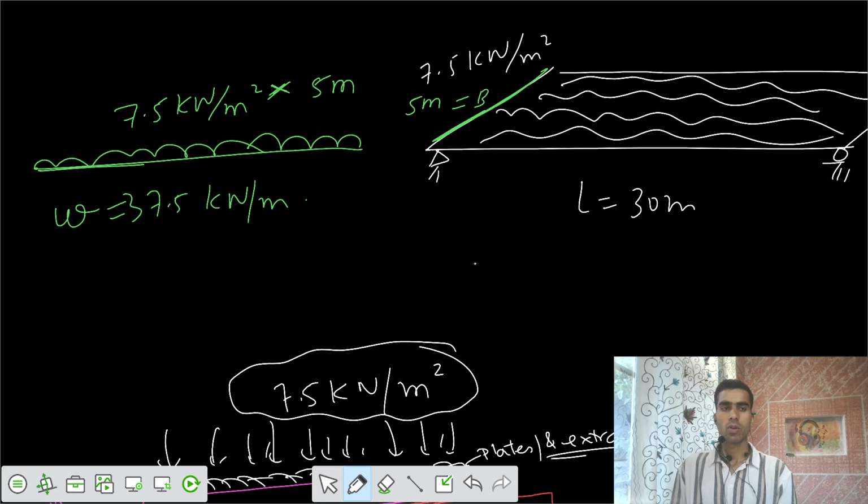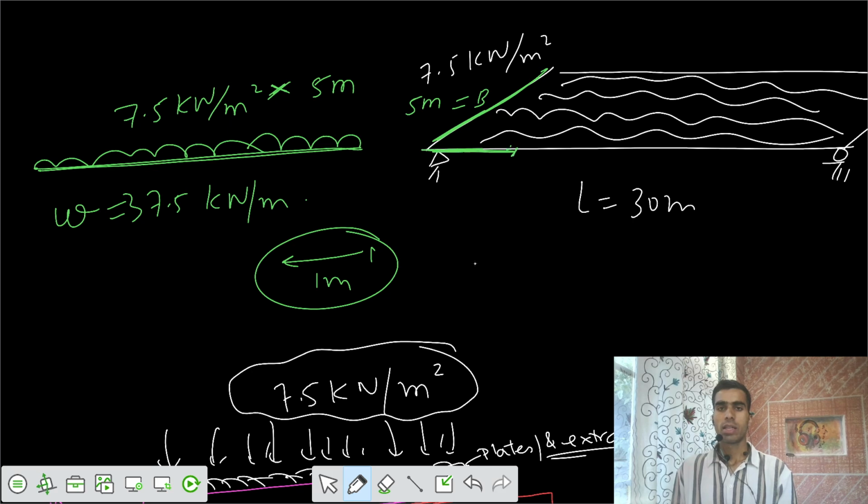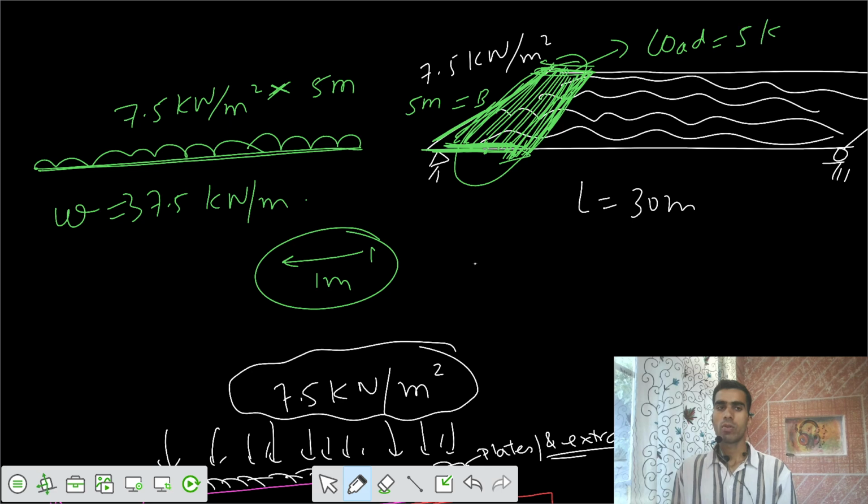Once I got that loading intensity, if I take 1 meter along the long direction, and 5 meters from the total width of this, it may be a bridge. So on this part of the structure, we are having a total load of 5 kilonewton.